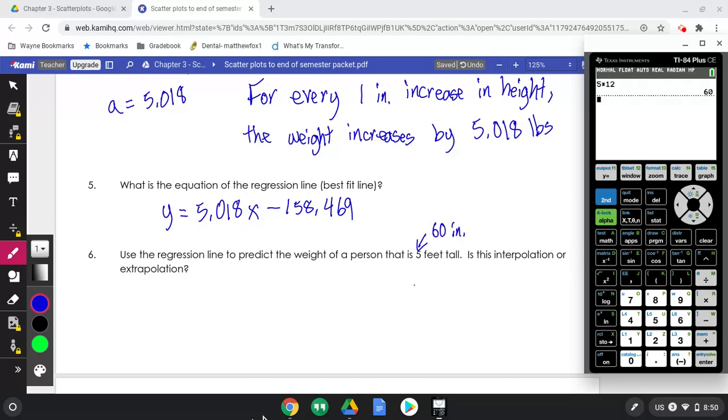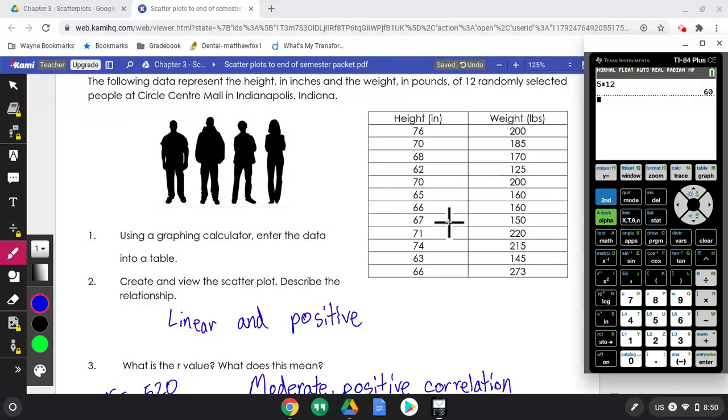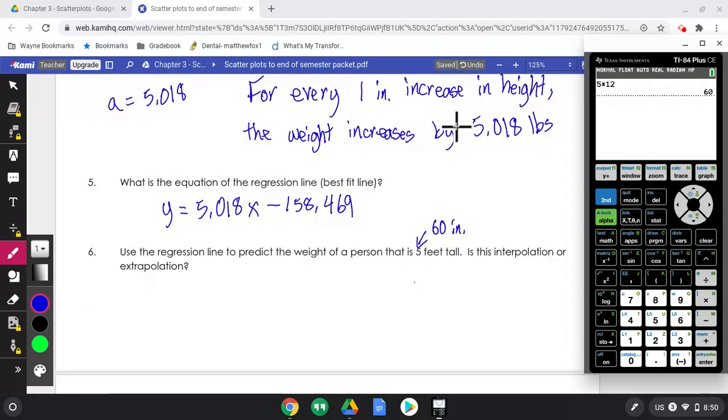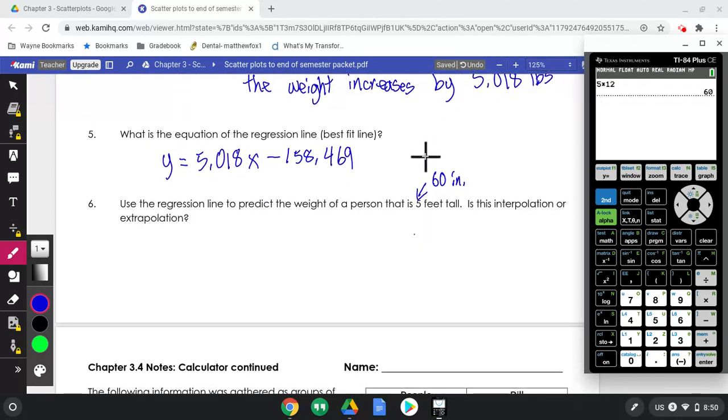Now let's check where that falls in our chart. The low here is 62. The high is 76. So is 60 between 62 and 76? Hopefully that's easy. No, it is not. It doesn't fall within our data set. Because of that, this is known as extrapolation. It's very close, not that far outside, but it is still extrapolation.